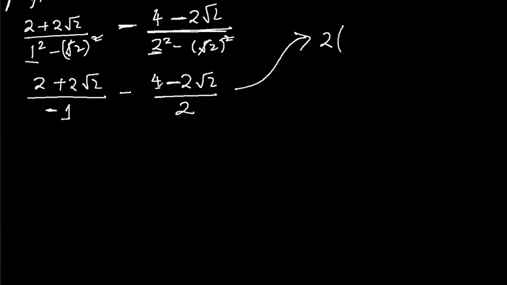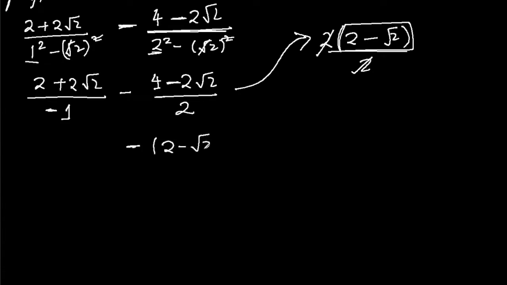So out of 4, if I've taken 2 out, I will be remaining with 2 minus, out of this 2 square root 2, if 2 is out, only square root 2 will be left, and divide by 2. This 2 and this 2 cancel out. So we are left with just 2 minus square root 2. So it will be minus (2 minus square root 2). I put this bracket because this minus has to apply to both.